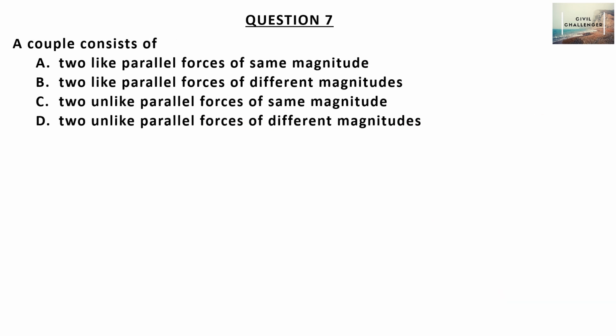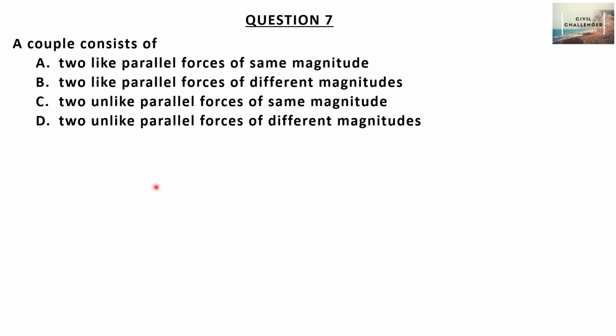Okay. Now the next question is, a couple consists of option A, two like parallel forces of same magnitude. Option B, two like parallel forces of different magnitudes. Option C, two unlike parallel forces of same magnitude.